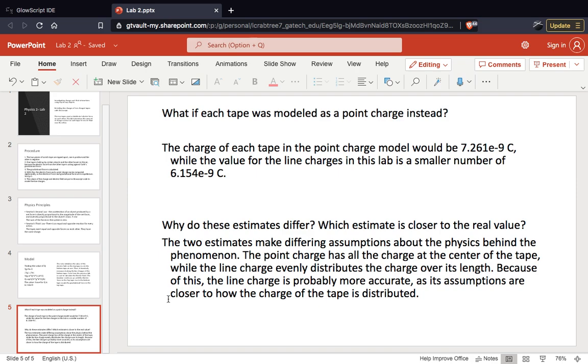So which one is closer to the real value? Well, the two estimates make differing assumptions about the physics behind the phenomenon. The point charge has all the charge at the center of the tape, while the line charge evenly distributes the charge over its length. Given that the distribution of the charge is closer to how the actual phenomenon works in reality, it's likely that the value in this lab is more accurate.